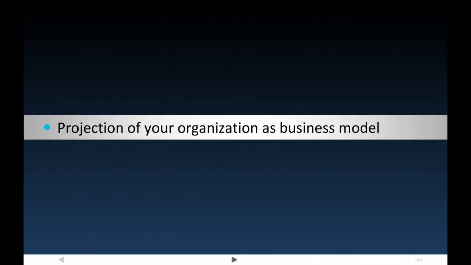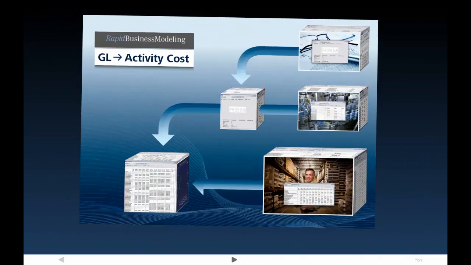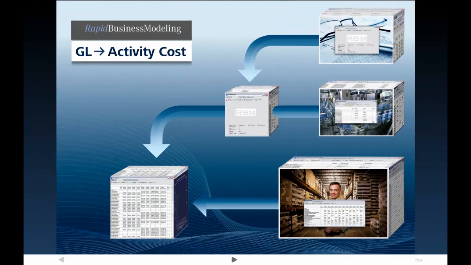So how we do this? We project your organization as a business model, and we start from the general ledger in the accumulated form. It could be in each plant, in each site, in each sales channel, whatever you have. So we take the accumulated salary, wages, benefits, the IT costs, the facility costs, the raw materials, the packaging, all those cost buckets, and assign them by proper drivers.